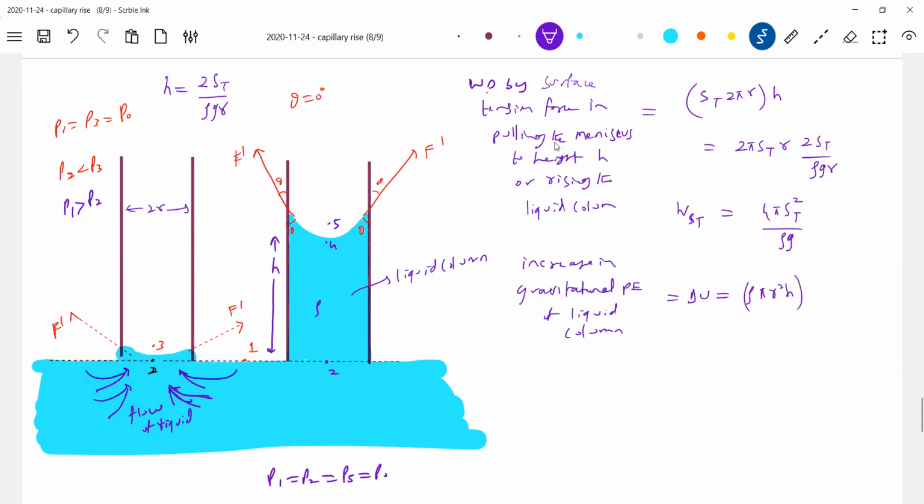Gravitational potential energy is possessed by a body by virtue of its height. What is the mass of the liquid column? Rho pi r square. But sir, you are showing a meniscus, but you are writing cylindrical volume. The volume of liquid in the meniscus is negligible compared to the volume of liquid in the capillary tube. Okay, this is the mass into gravity. What shall I write for the height here, h or h by 2?